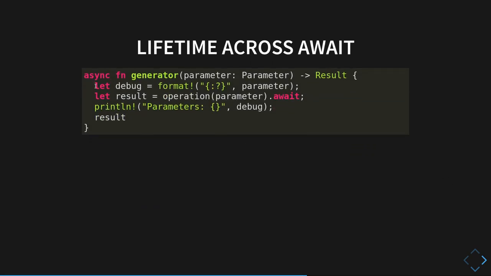So let's make this more complicated. What happens if we have a lifetime across await points? We have the same thing as before. We have our operation that we're waiting for, but this time we want to print out the parameters, and do it in a contrived way that makes my point for this slide. Let's take the parameters and create a string from them and store it in a debug variable. Then do our operation and then print the parameters. This means the lifetime of the debug variable extends before this await point and after this await point.